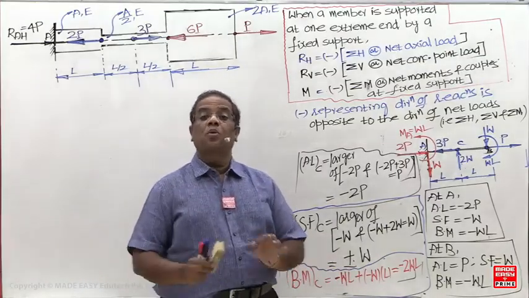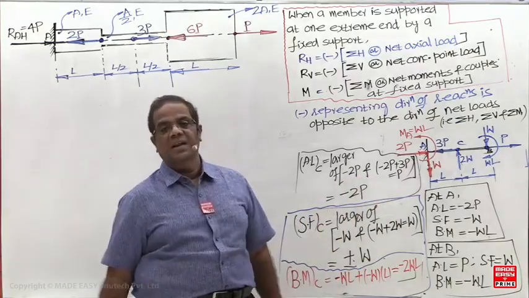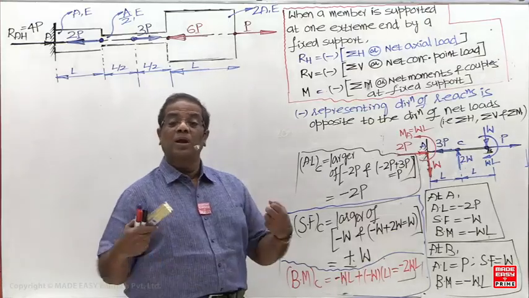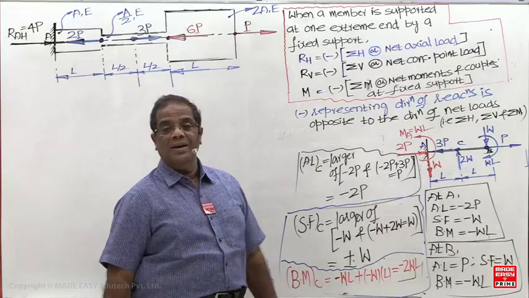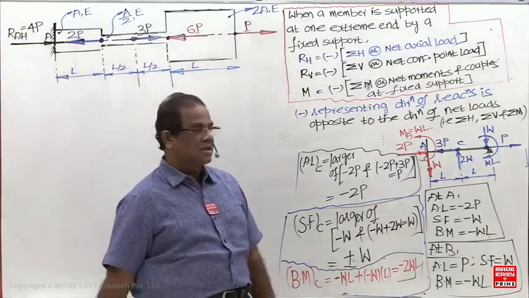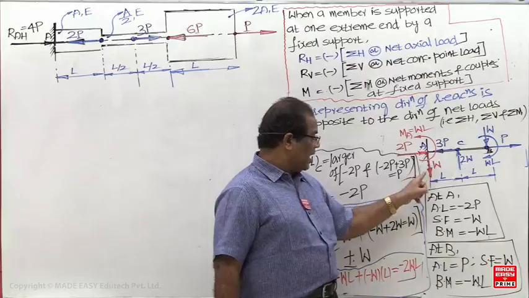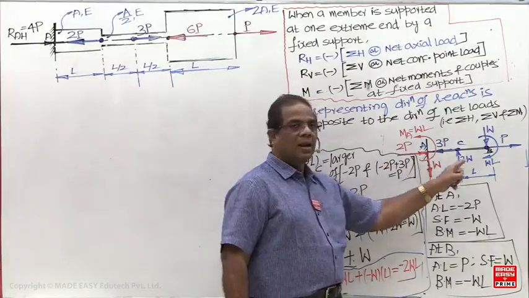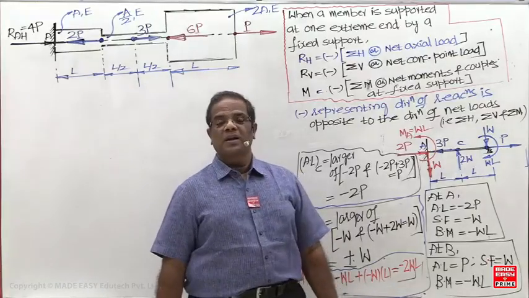Axial load depends only on the horizontal reaction. Shear force depends only on the vertical reaction. But bending moment depends on how many reactions? Both the vertical reaction and the moment reaction. What is the bending moment at C? It depends on this couple and this vertical reaction also: WL, WL. So which reaction is very important now?